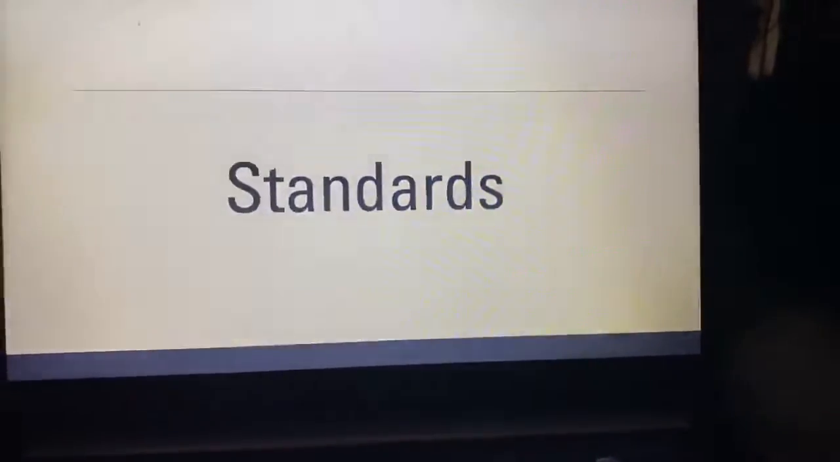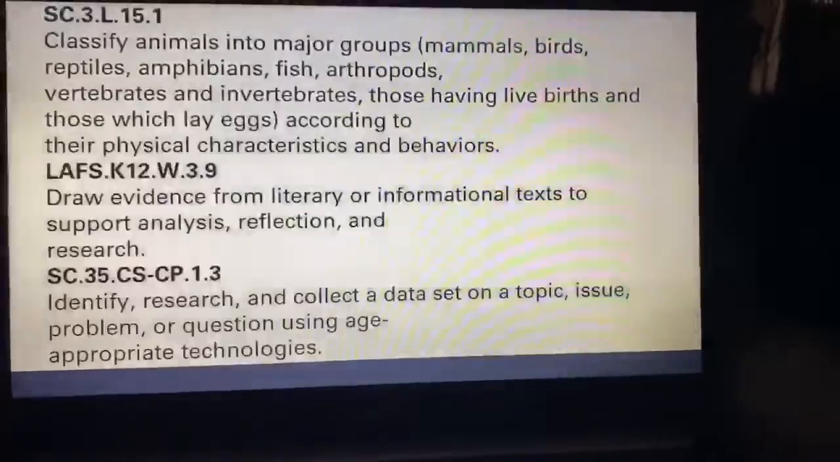Standards. Can someone tell me, why do we have standards? Yes, in the back, Jose. You're absolutely correct. Let's find out what these standards are for, what standards we found to go along with the lesson.